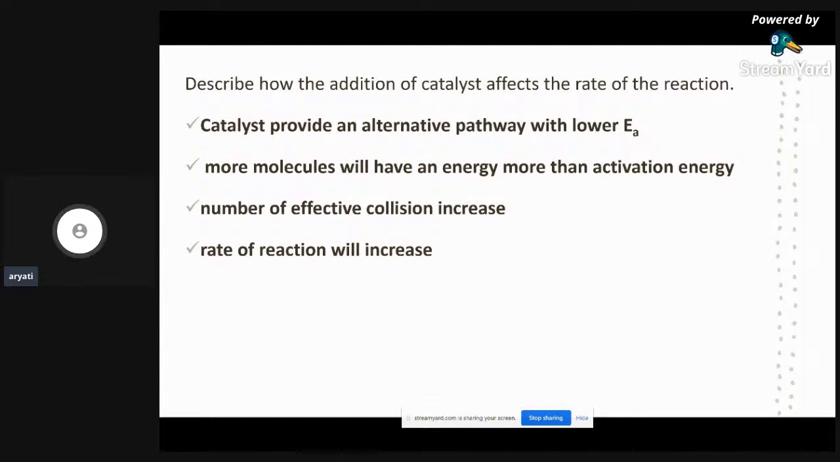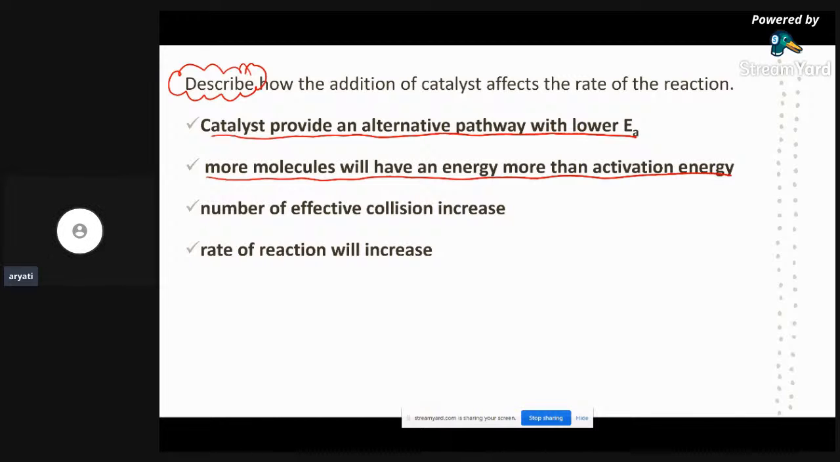Okay, next question is: describe how the addition of catalyst will affect the rate of reaction. So dia suruh describe, means kamu kena explain. So first kamu kena mention catalyst will provide an alternative pathway with the lower activation energy. So apa effect dia? So more molecule will have an energy more than the activation energy.